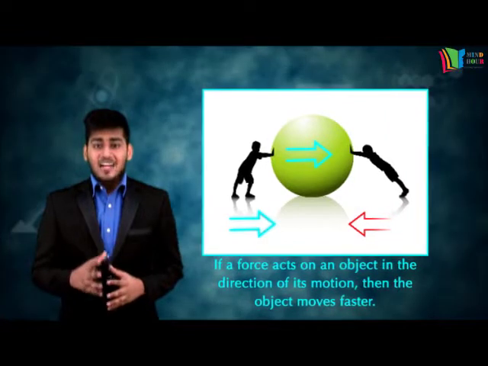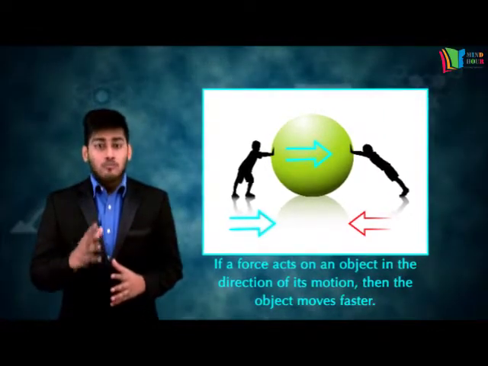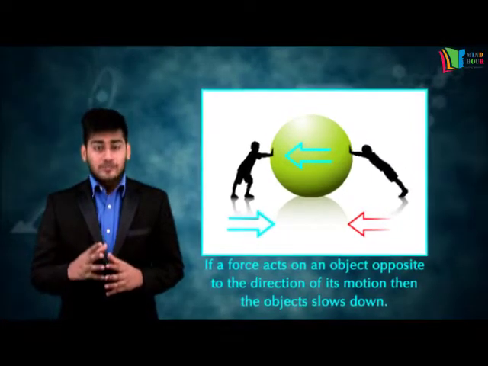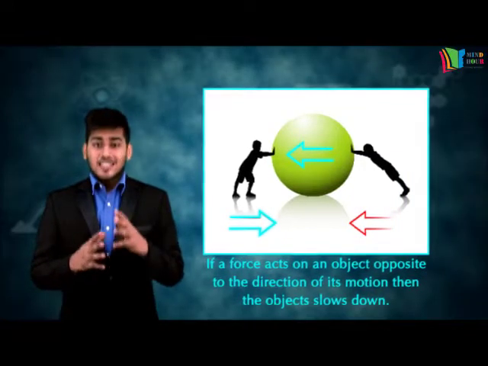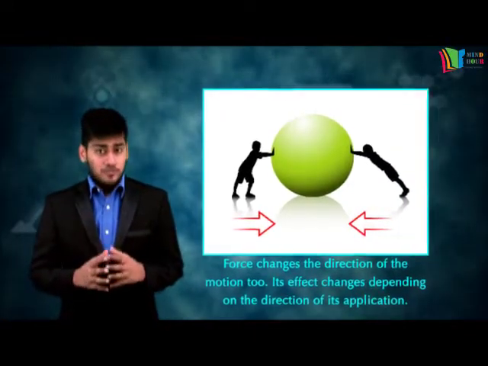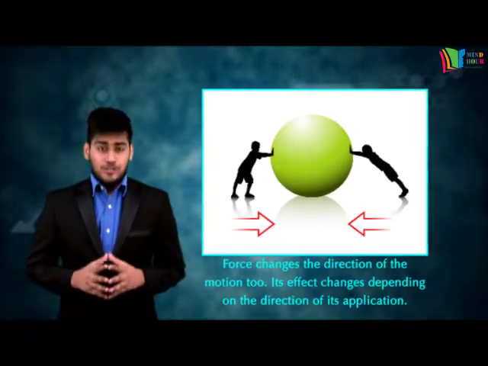If a force acts on an object in the direction of its motion, then the object moves faster. If a force acts on an object opposite to the direction of its motion, then the object slows down. Force also changes the direction of motion of an object. The effect of force changes with the direction of its application.